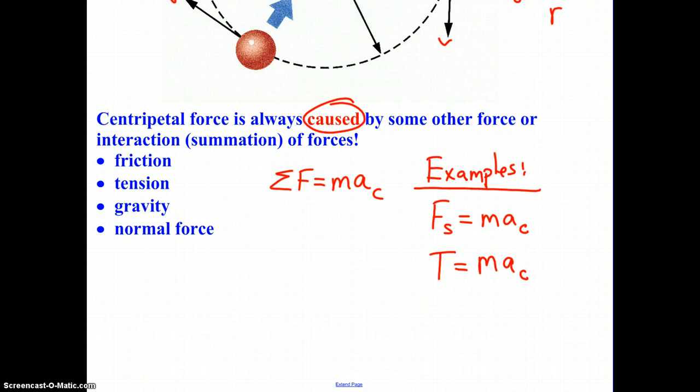What if it was being whirled in a vertical circle? Well, at the bottom, you can imagine the tension in the string is up and the weight is down. So the summation would end up being T minus mg equals m a_C.